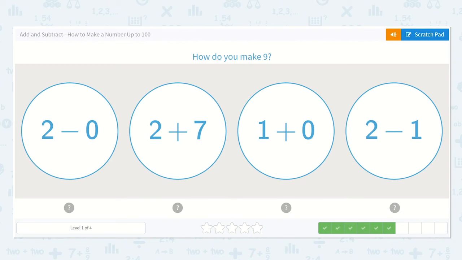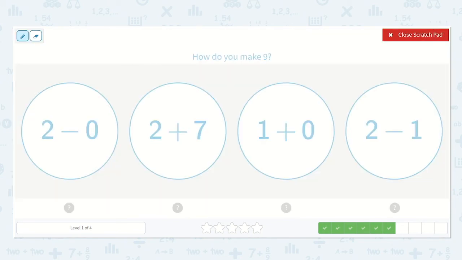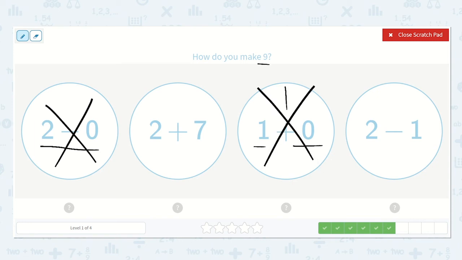This one says, how do you make 9? Well, I recognize that 2 minus nothing is going to still be 2, and 2 is much smaller than 9, so this is not the correct option. Here we have 1 plus nothing, so we're adding nothing to 1, it'll still be 1. That is not the correct option. Here we have 2 minus 1. So we know that 1 less than 2 would just be 1. So this is not the correct option either.